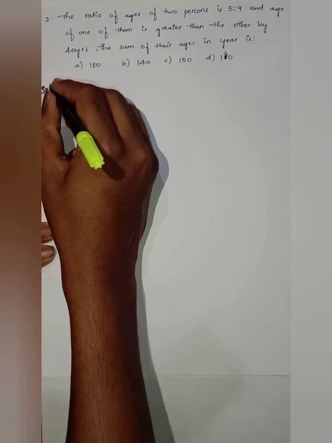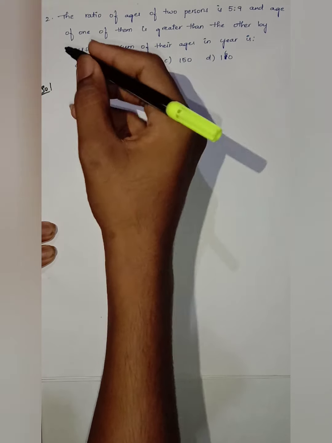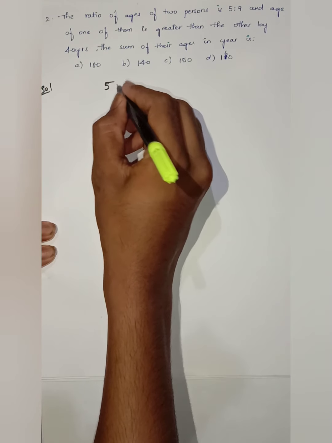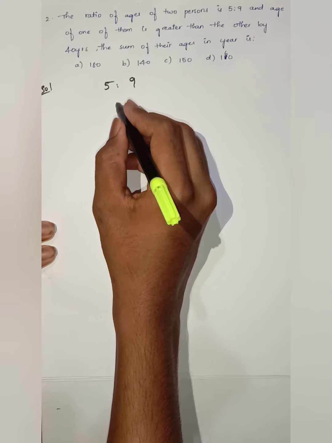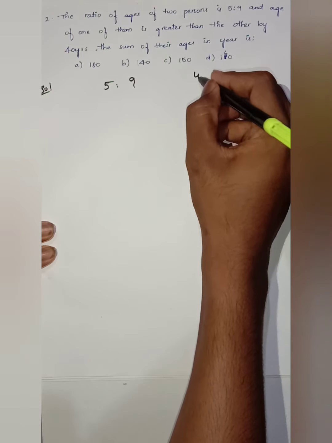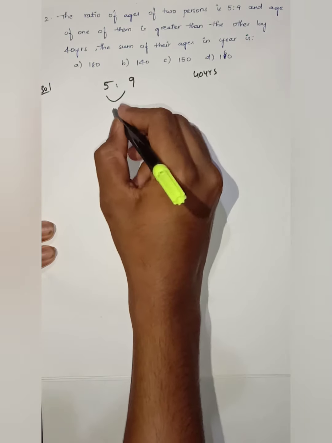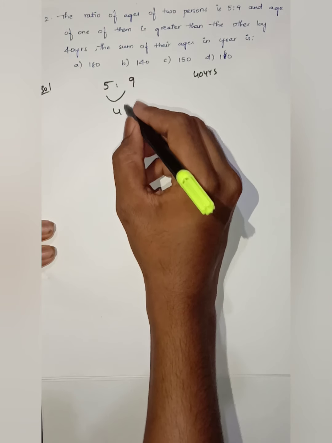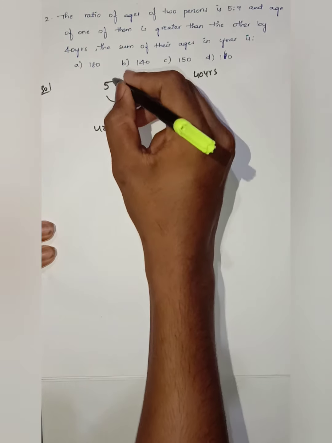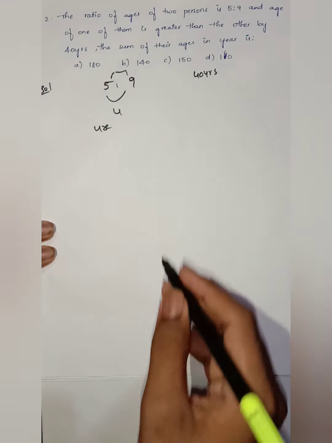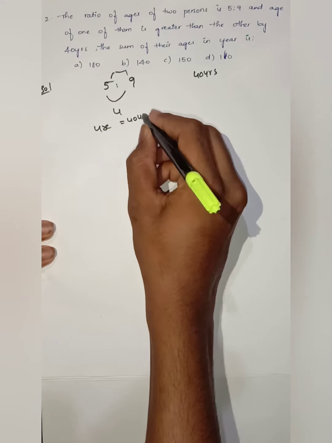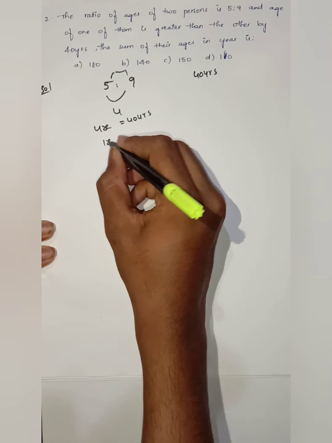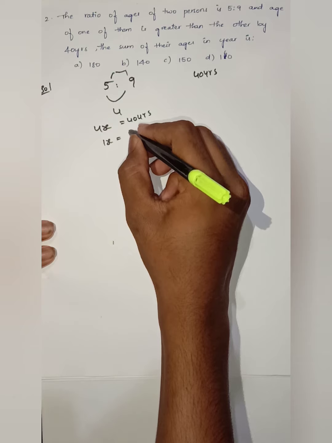In the given question it has given that the ages of two persons are in the ratio 5:9 and age of one of them is greater than the other by 40 years. So keep it aside, 40 years. Basically the difference between them is 4, so consider it as 4x. In the question it has given that one is greater than the other by 40 years. That means 4x is equal to 40 years, right? So for 1x it will be 10 years.